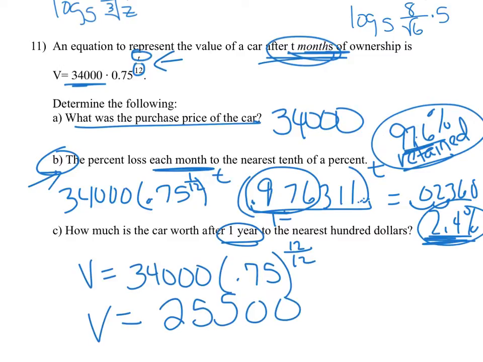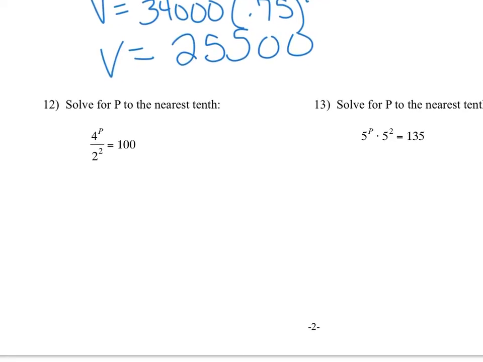So the next one is solve for p to the nearest tenth. There are a number of different ways to do this, but what I would recommend, and what is slightly easier than anything else, is make that a 4.